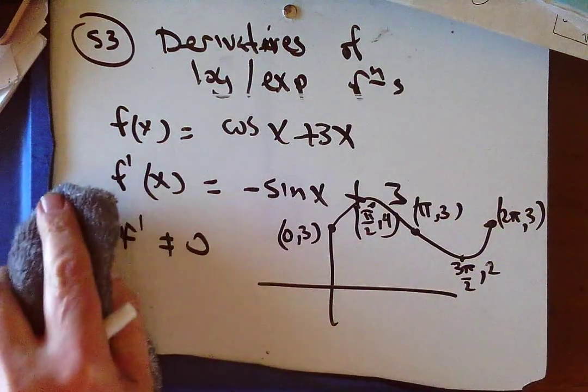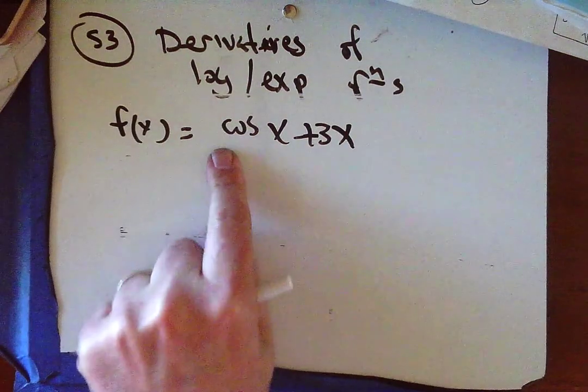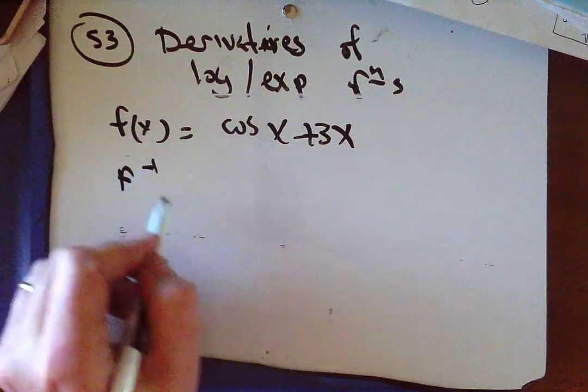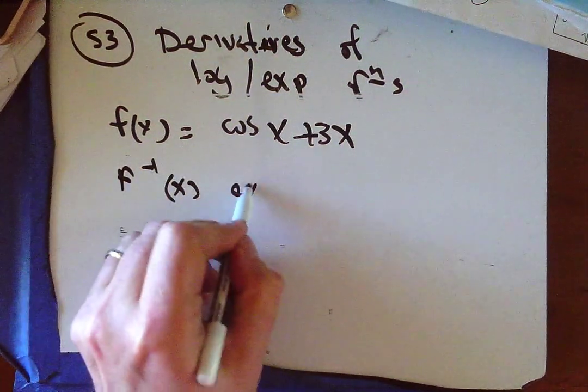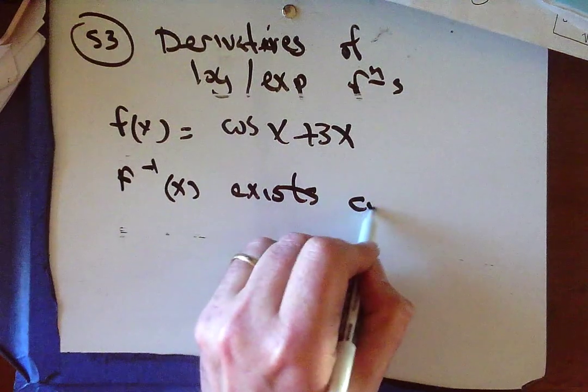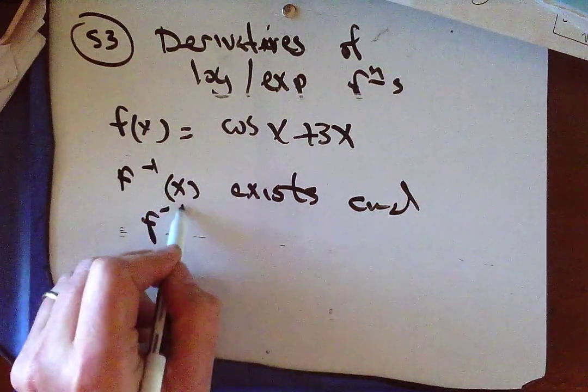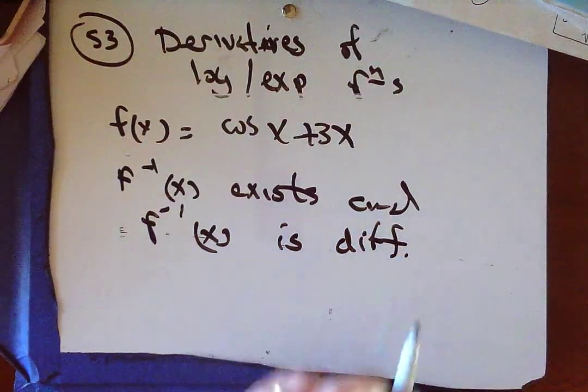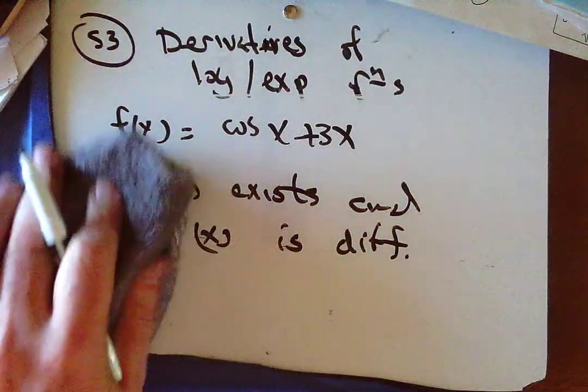Then we know that f has a differentiable inverse, which means that f inverse exists and f inverse is differentiable. That's what we know about that, right?